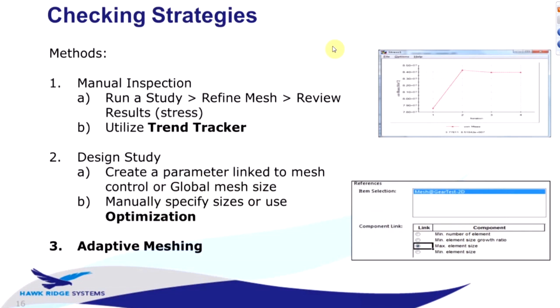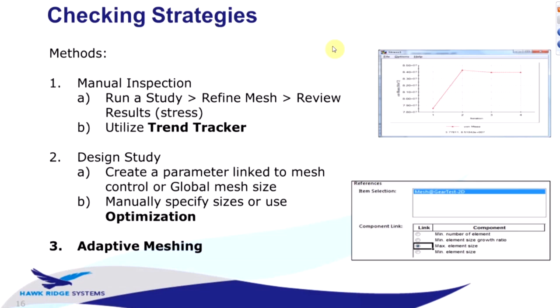So how do you check for convergence, and how do you know that you've achieved convergence? Well, there's three main methods for doing this. The first method is probably the method that all of you have done at least at some point, maybe not intentionally, and that's just manual inspection. Basically running an analysis and looking at the results, and then seeing if you run the analysis again with some other mesh settings, if there's a difference in the results. One tool that can help you with that is called the trend tracker, which will make it easier to see what the results of, for example, stress was at the last time you ran a simulation.